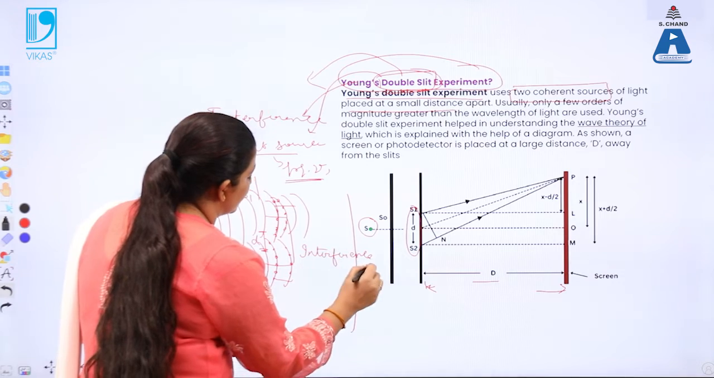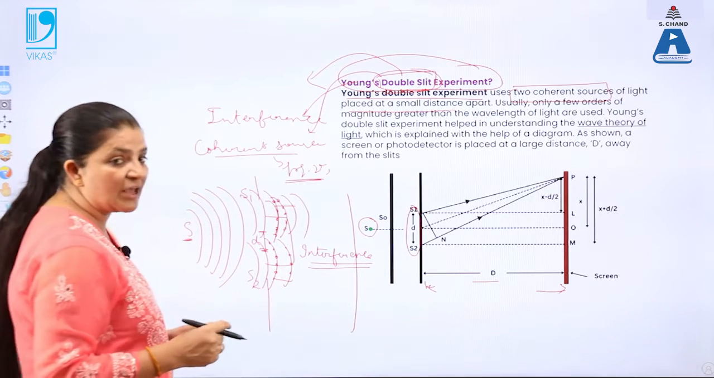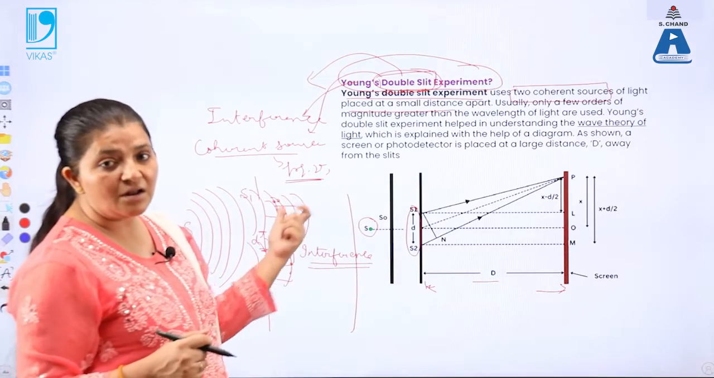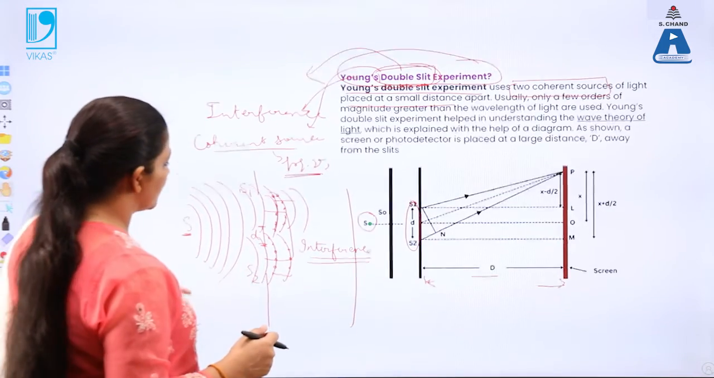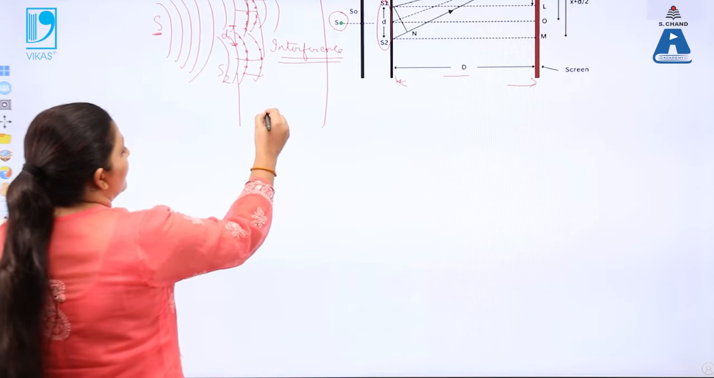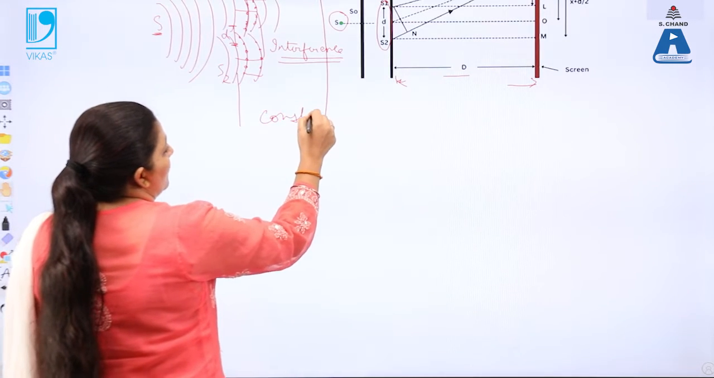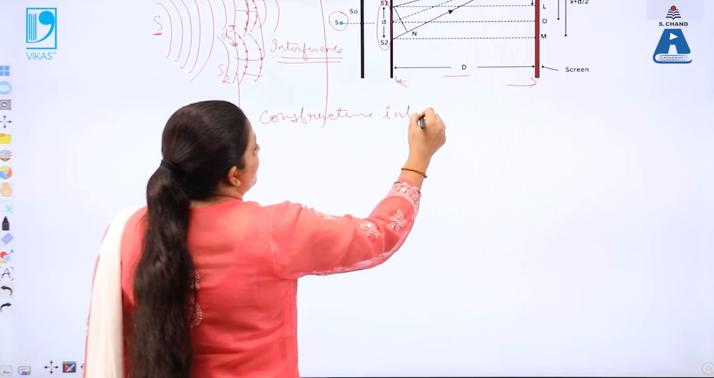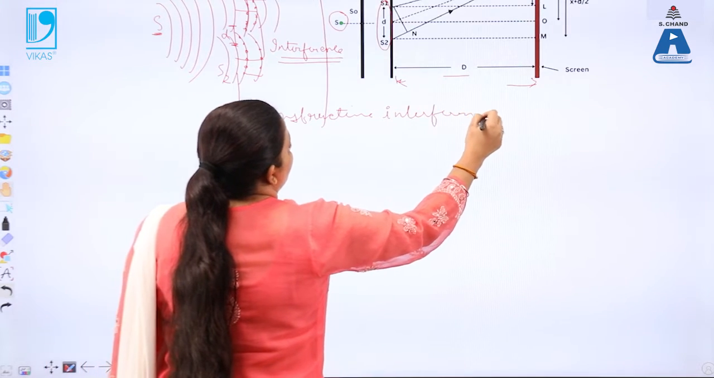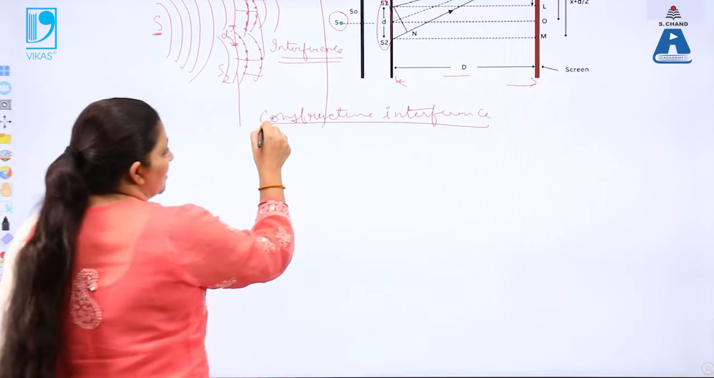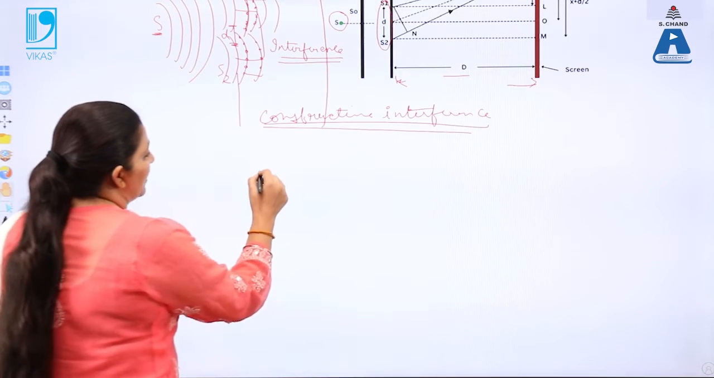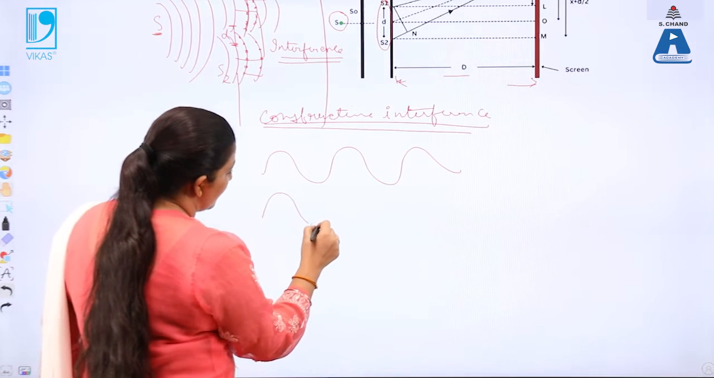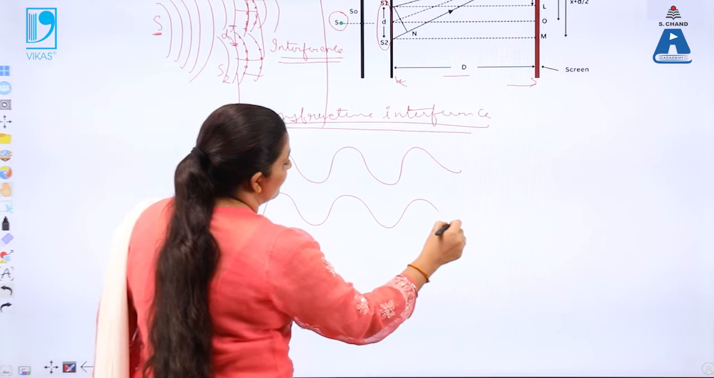Now this interference pattern can be of 2 types. Either constructive interference occurs or destructive interference occurs. Now for the constructive interference, we know that for the constructive interference pattern, the two wavelets superimpose on each other with the same frequency and the same wavelength.